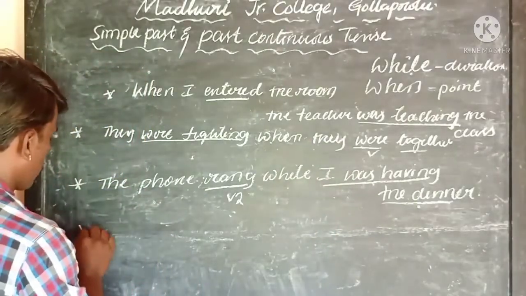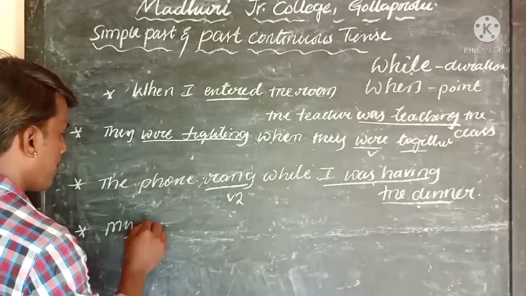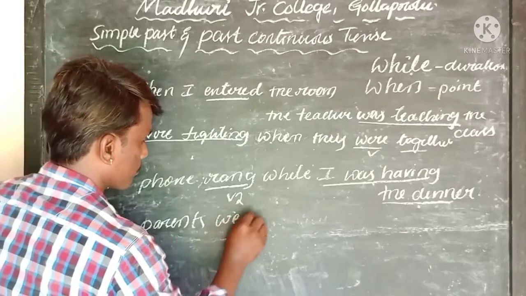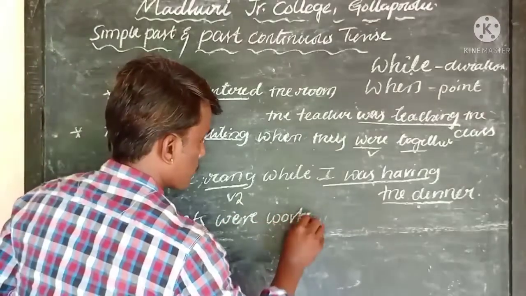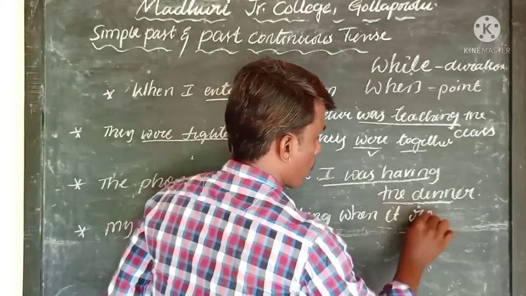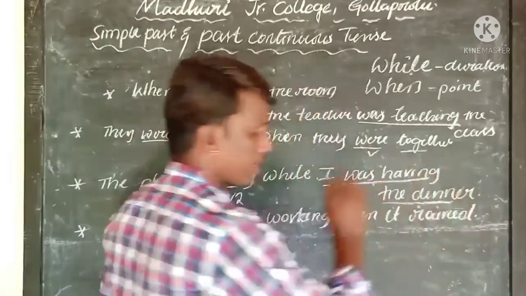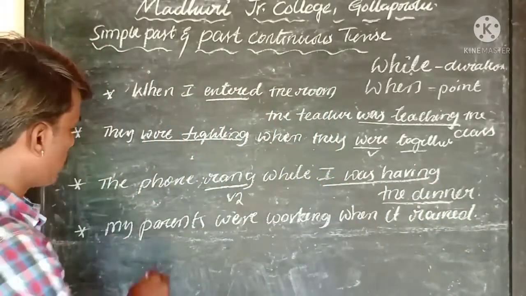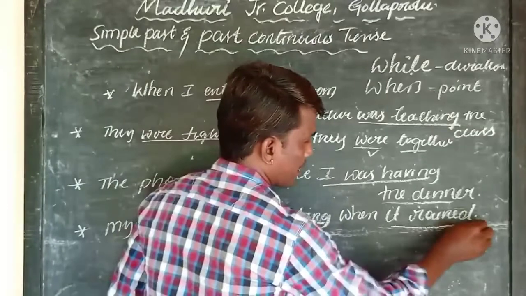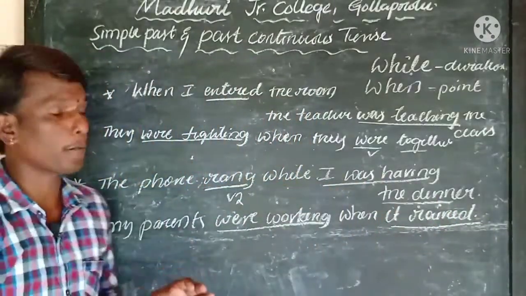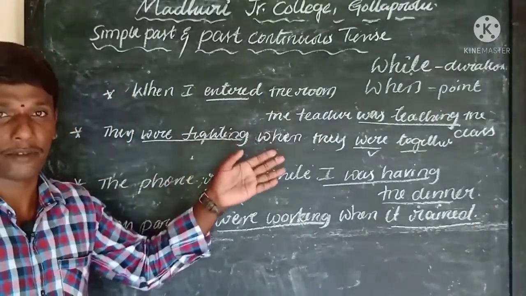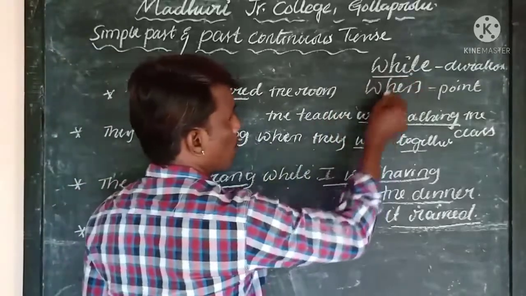Let me write another one. My parents were working when it rained. So here, my parents were working is past continuous tense, whereas when it rained is simple past tense. So this is how both simple past tense and past continuous tense can be written together using conjunctions like while and when.